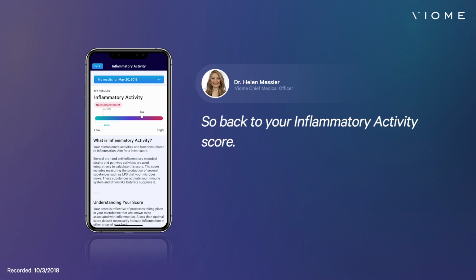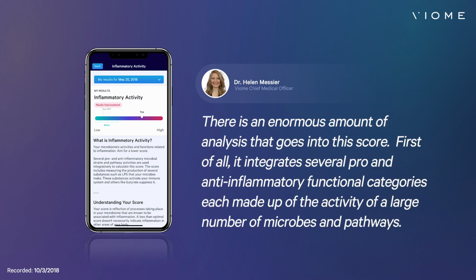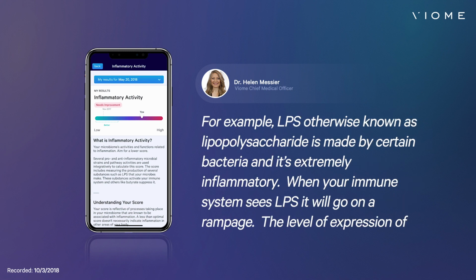Back to your inflammatory activity score. There is an enormous amount of analysis that goes into this score. First of all, it integrates several pro- and anti-inflammatory functional categories, each of them made up of the activity of a large number of microbes and pathways. For example, LPS, otherwise known as lipopolysaccharide, is made by certain bacteria, and it's extremely inflammatory. When your immune system sees LPS, it will go on a rampage.